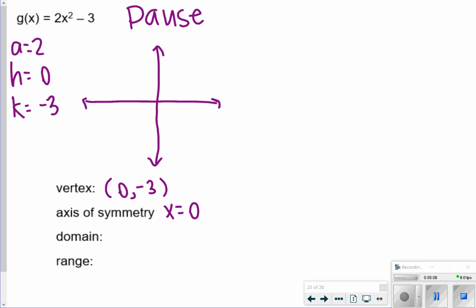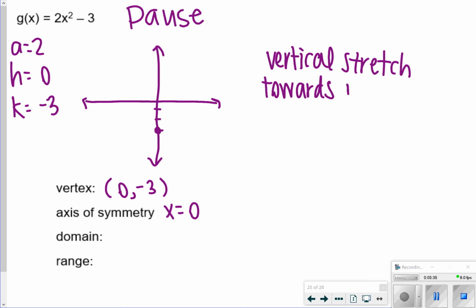Let's go ahead and sketch this so we can see what happens. Since there's no h, I don't go to the left or right at all, but I do go down for k. There's my vertex, and because I have a equal to 2, that means it's a vertical stretch towards the y-axis. So it's going to be stretching and looking a lot skinnier, as two times. So just kind of a rough estimate here.